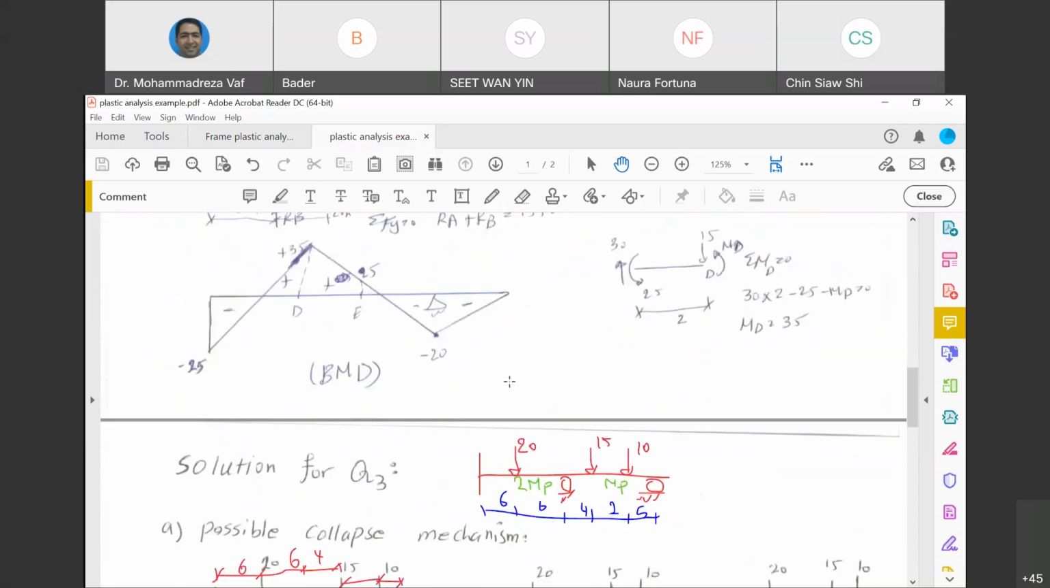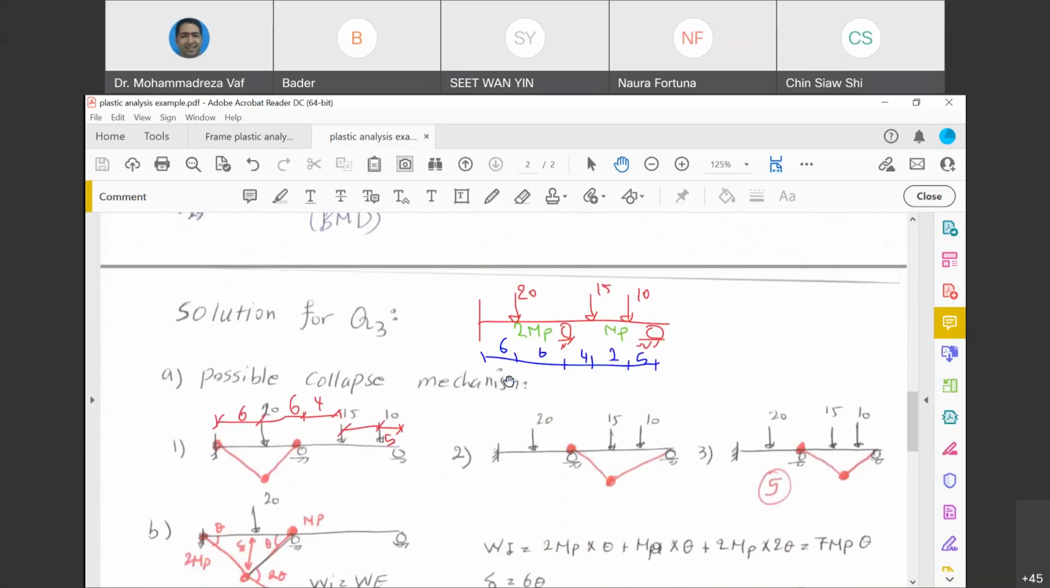Okay, if there is no other question, we can look into the second example for beams. No question? Okay, hopefully you have learned it well.